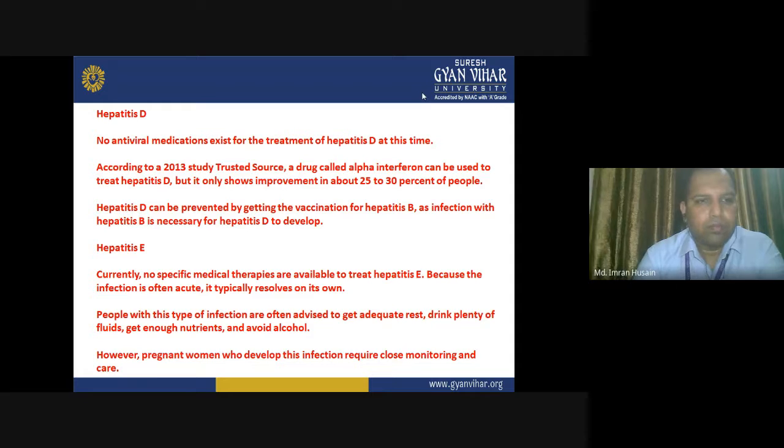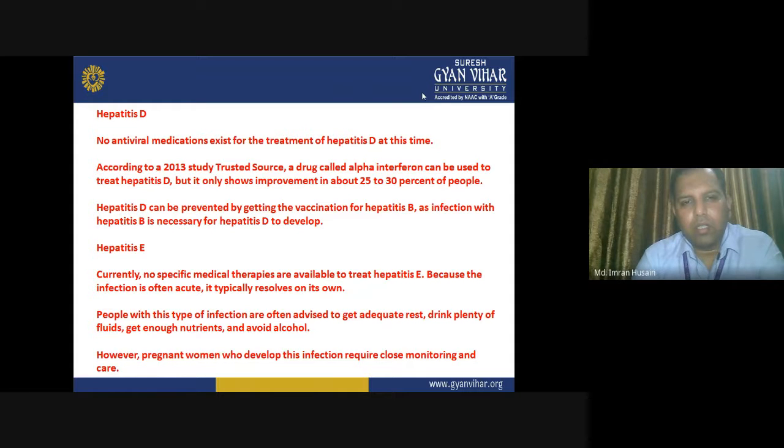Hepatitis D. No antiviral medications exist for the treatment of hepatitis D at this time. According to a 2013 study, a drug called alpha interferon can be used to treat hepatitis D, but it only shows improvement in about 25 to 30% of people.